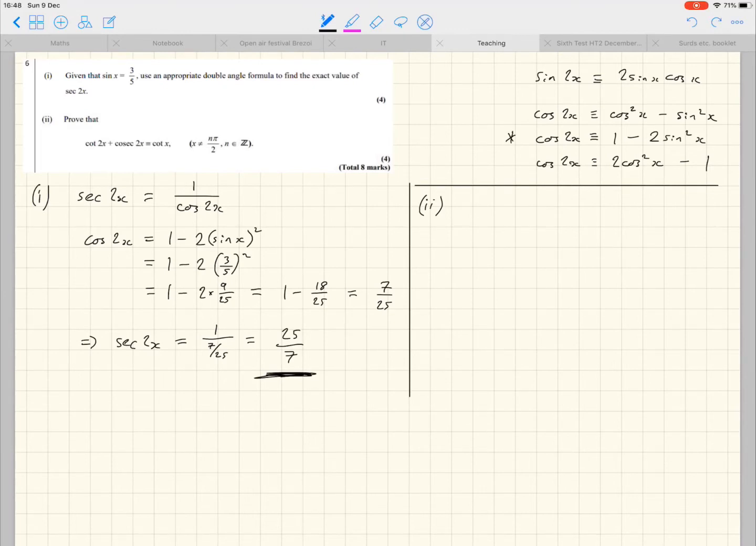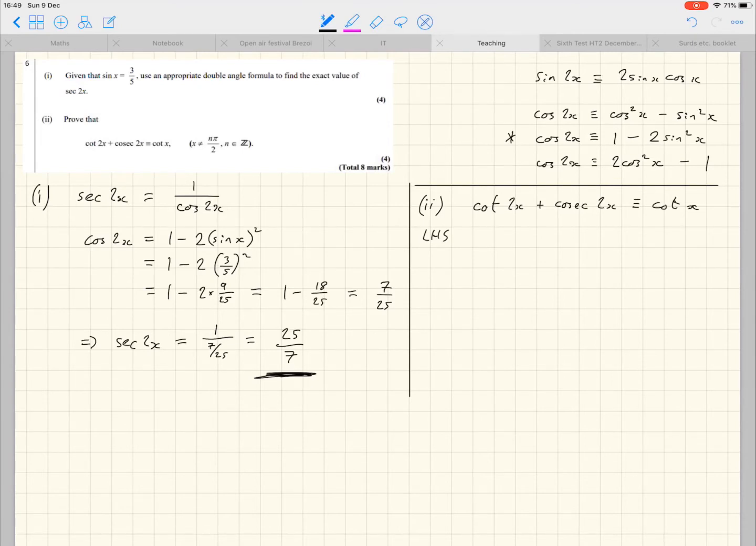So, prove that cot 2x plus cosec 2x equals cot x. Prove that, and it's an identity. When you're proving an identity, it's customary to pick the most complicated looking side and see if you can force it to look like the less complicated looking side, because we're used to simplifying things, not making things more complicated. So it makes sense here to consider the left-hand side. Now this is where that experience and practice kicks in. It's really helpful.